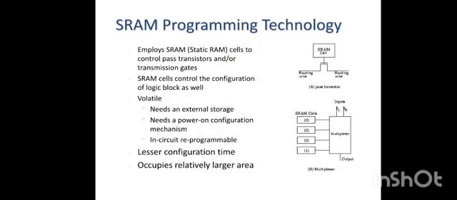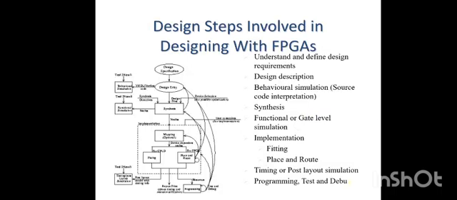Coming to SRAM programming technology, SRAM means static RAM, that employs cells to control pass transistors or transmission gates. SRAM cells control the configuration of the logic block as well. It is volatile, that is, it needs external storage, needs a power-on configuration mechanism, is in-circuit reprogrammable, has lesser configuration time, and occupies a relatively larger area.